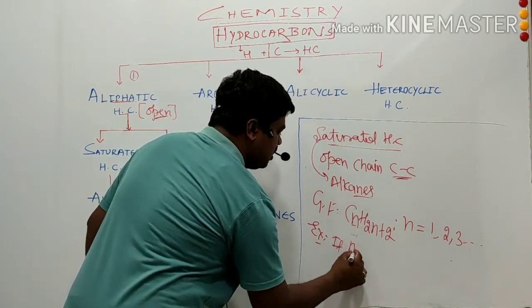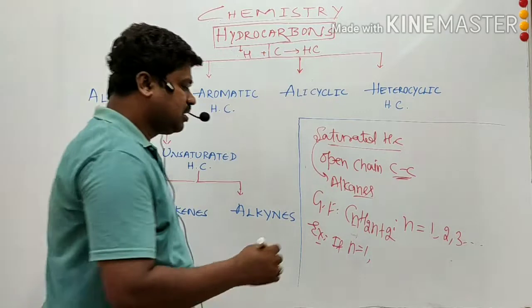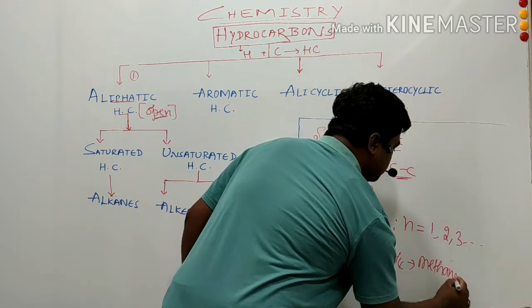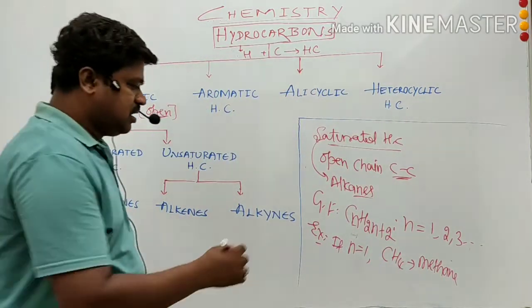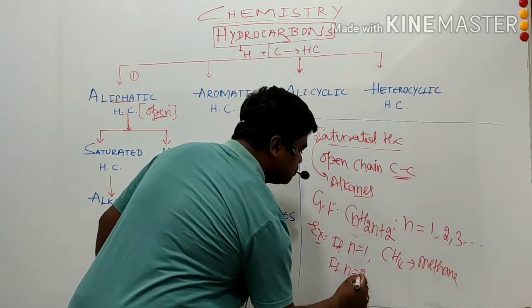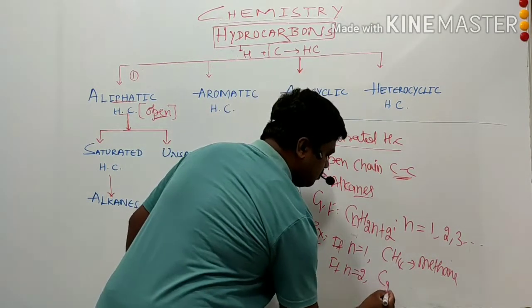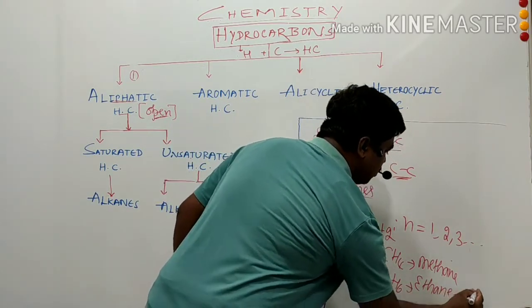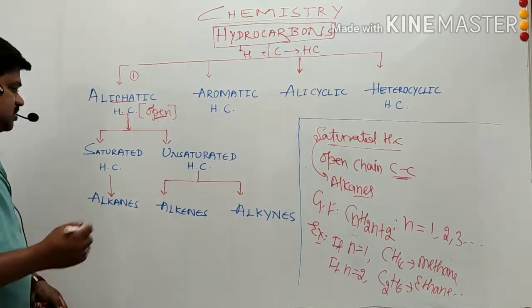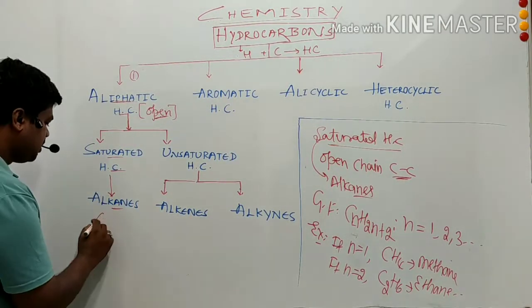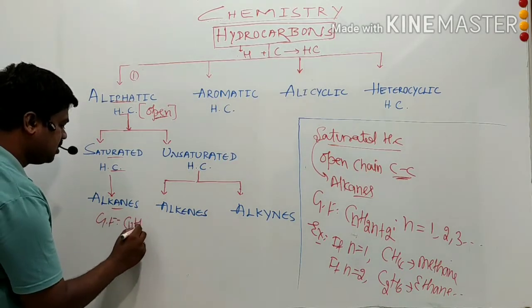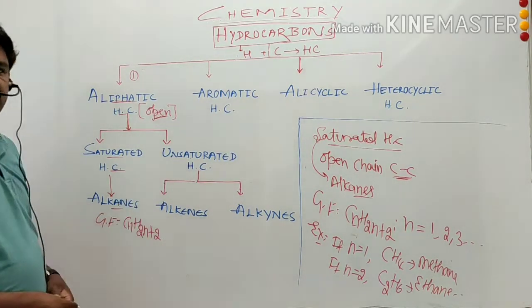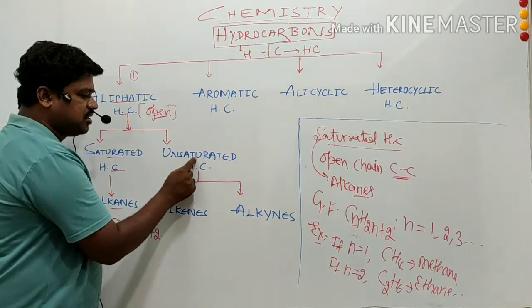If I give n value 1 in the above formula, we get CH4. Its name is methane. This is the first member of the alkane series. The second one: if n equals 2, the value is C2H6, ethane, and so on. This is about saturated hydrocarbons. I can write here the general formula, important, CnH2n+2.